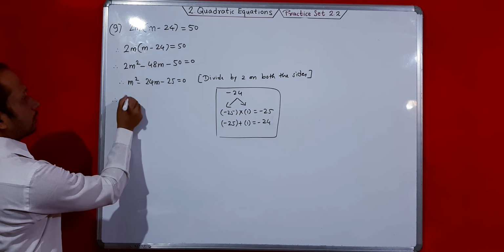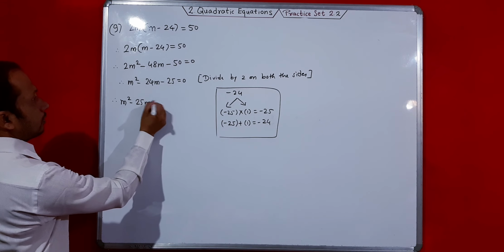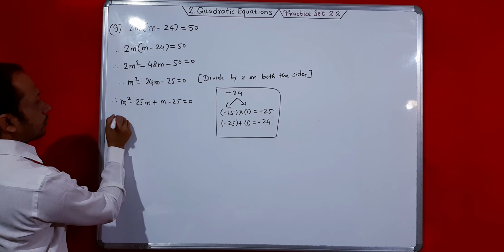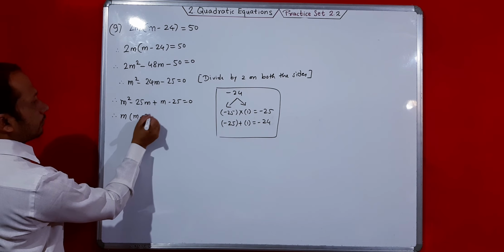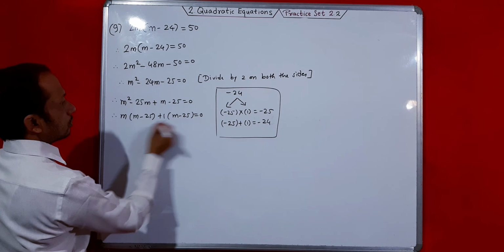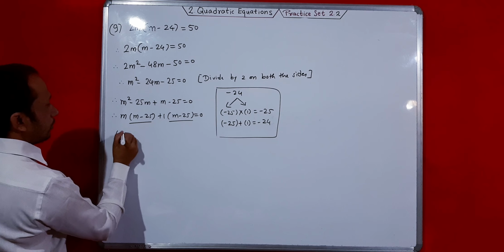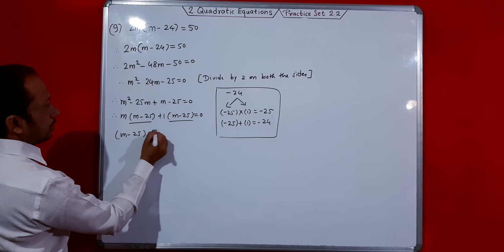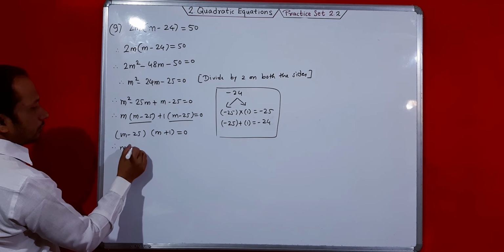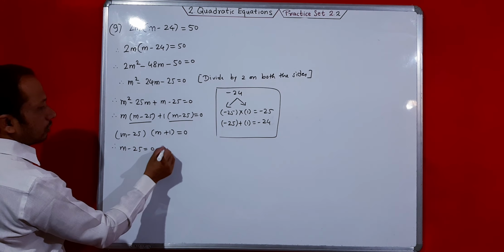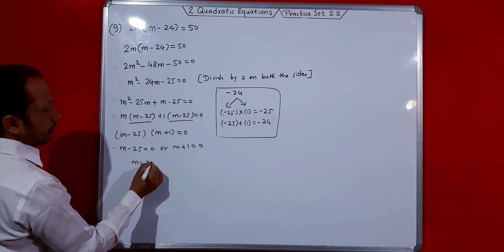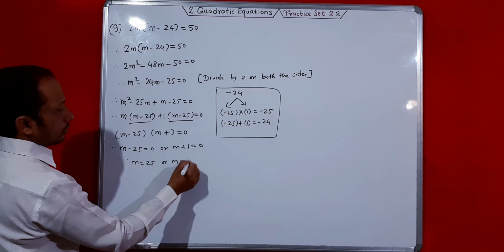So m square minus 25m plus m minus 25 is equal to 0. So take out m, minus 25, take plus 1, m minus 25. So this is the common, take out of the bracket m minus 25, m plus 1 is equal to 0. Therefore m minus 25 is equal to 0, or m plus 1 is equal to 0. Therefore m is equal to 25, or m is equal to minus 1.